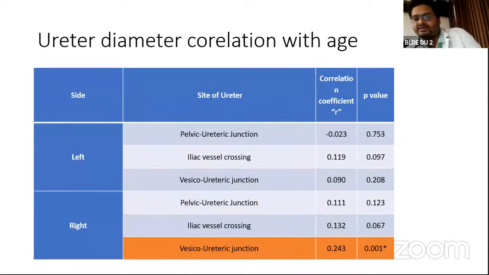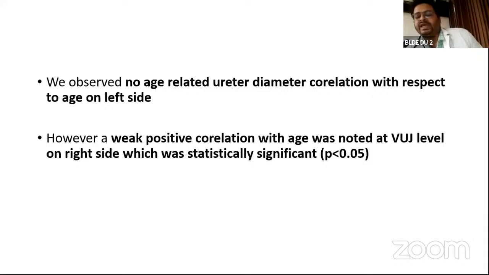And here this shows the ureteric diameter correlation with respect to age, and we found that the p-value was less than 0.05. At the vesicoureteric junction we observed no age-related ureteric diameter correlation on the left side. However, a weak positive correlation with age was noted at the level of UVJ on the right side, which was statistically significant.